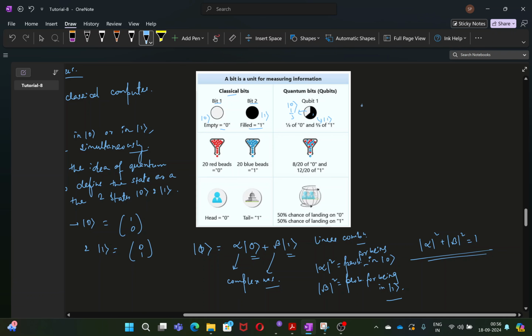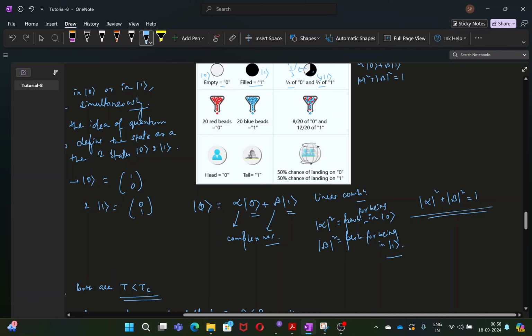Because alpha 0 plus beta 1 is your final state, and |alpha|^2 plus |beta|^2 equals 1. So the probabilities are 1/3 and 2/3, and the total sum becomes 1, right?